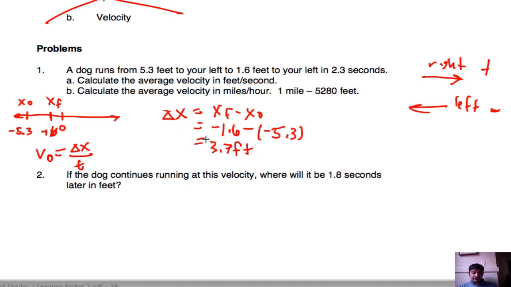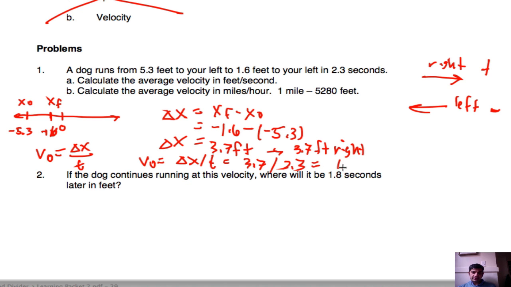When we say positive 3.7 feet, what we also can read this as is the displacement is 3.7 feet to the right. And then when we want to calculate the velocity, we're just going to say V naught is delta x over time, which is 3.7 divided by 2.3. And when we do that math, we're going to end up getting 1.61 meters per second.